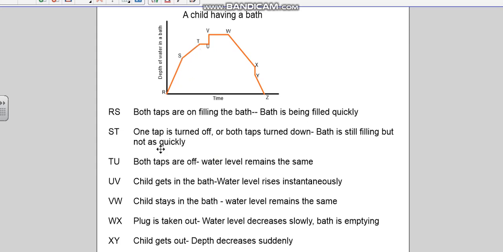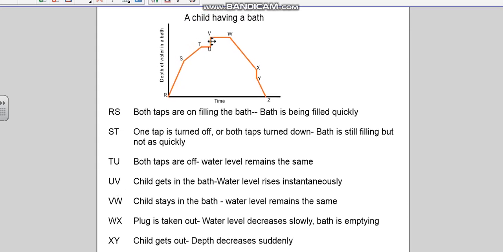All right. So then we look at T to U, and the height isn't changing. So at this point, the taps have been turned off because the water level is remaining the same. U to V, if we look, the height jumps up suddenly. So that can't be taps going on. That's got to be something getting in the bath which makes the water go up. So this is when the child gets in the bath. So the water level rises instantaneously. It's going straight up. V to W, the height isn't changing, so that's the child staying in the bath. Okay, the water level remains the same.